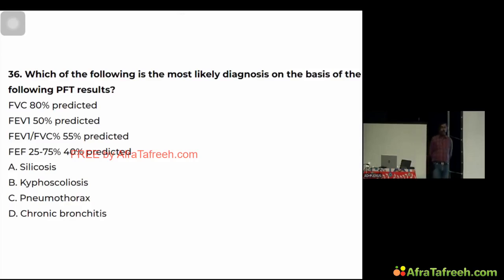Easy one. Chronic bronchitis, FEV1/FVC is decreased. It should be obstructive lung disease. Out of A, B, C, only one thing we have here, chronic bronchitis. Even if you don't know, silicosis is pneumoconiosis. Kyphoscoliosis, again restriction. Pneumothorax, again restriction to the lung expansion.